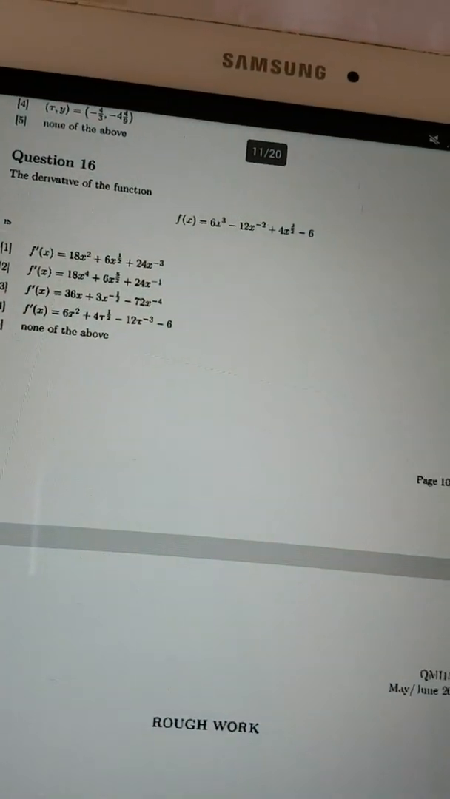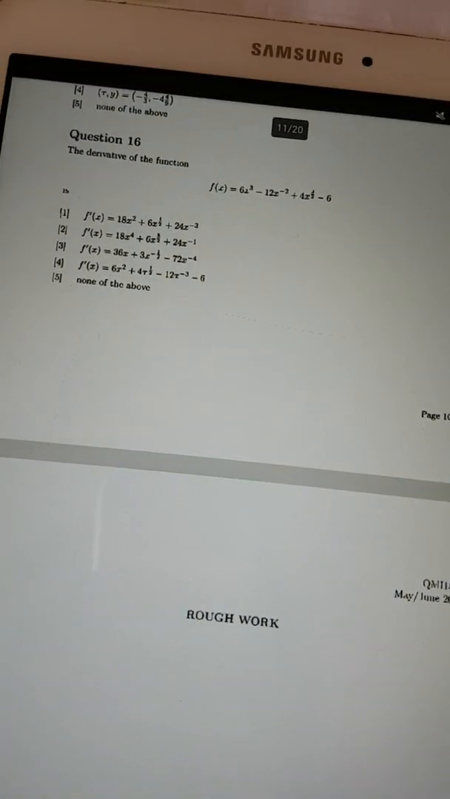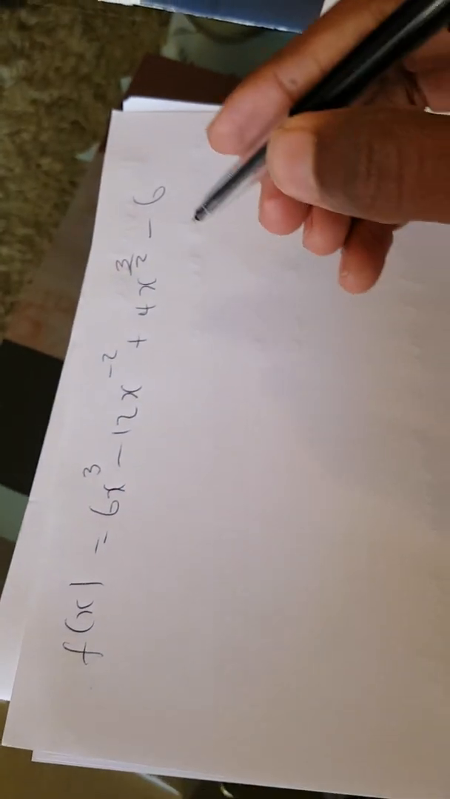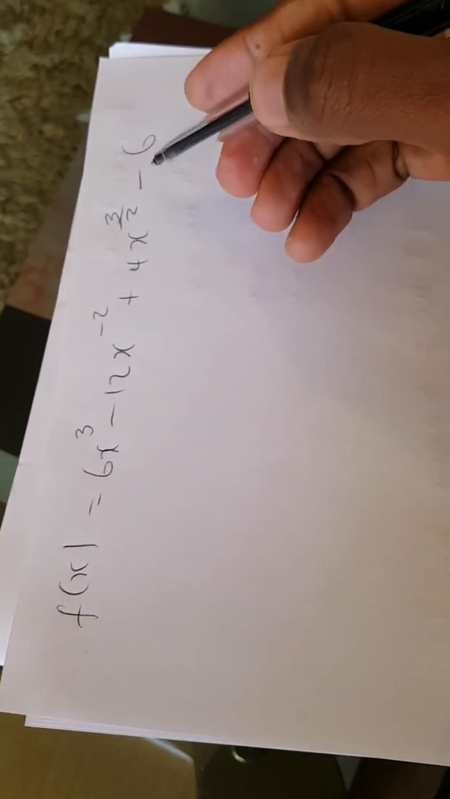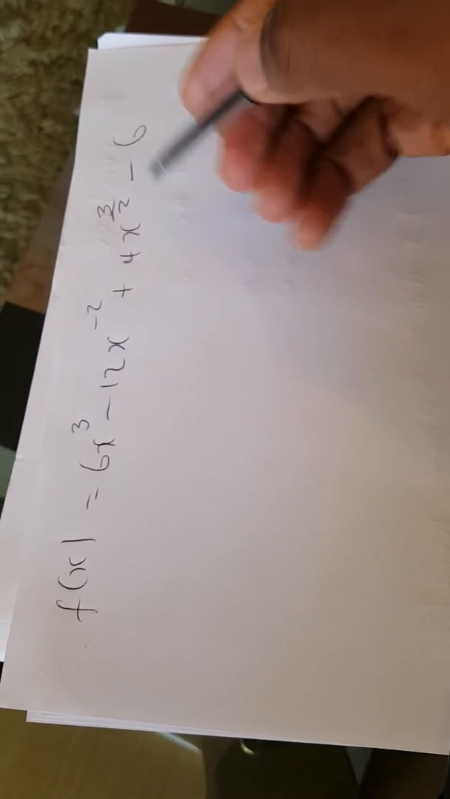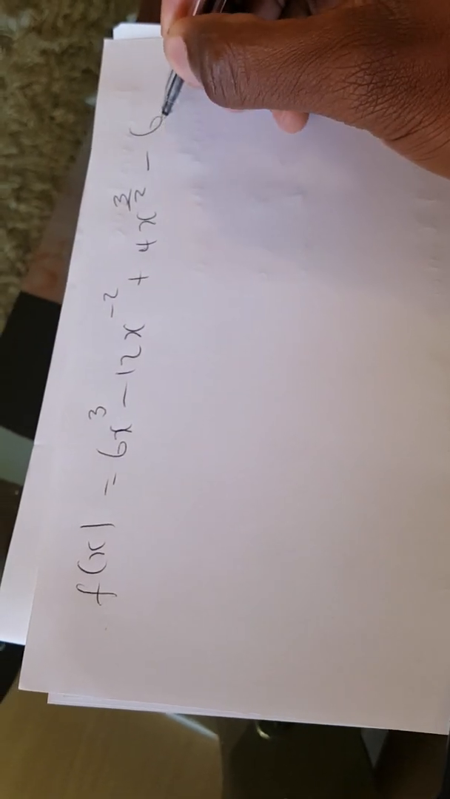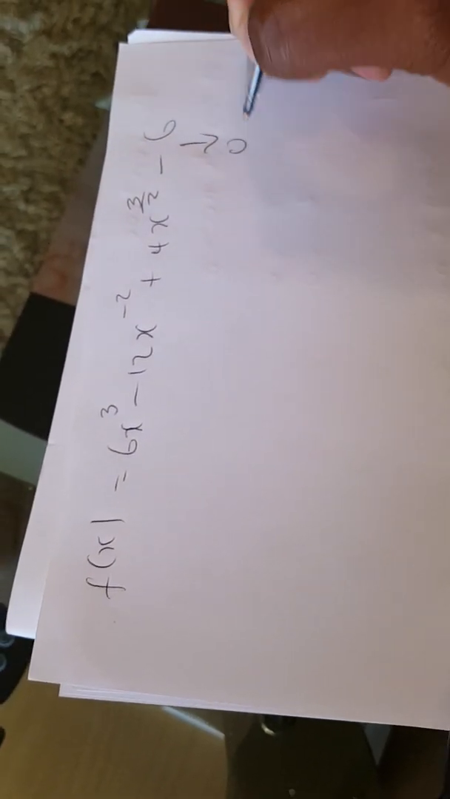Okay, let's have a look at question number 16. The derivative of the function is, okay, so we need to derive this function. So guys, we've been asked to derive this function. When you're deriving this function, go with every single variable. Every single number is equal to 0, so it means negative 6 will be 0.